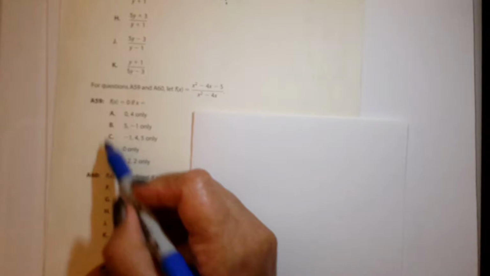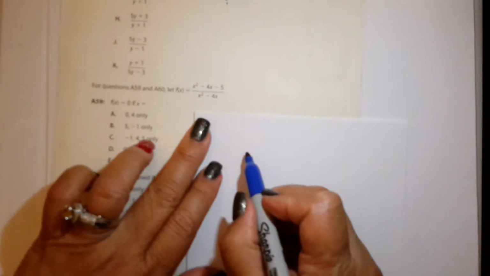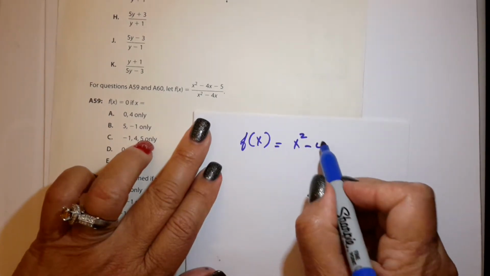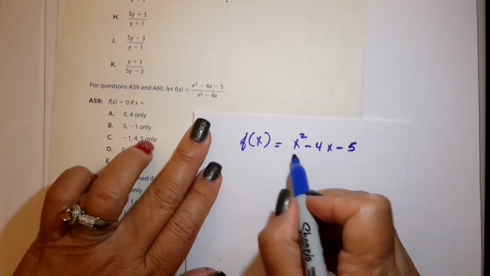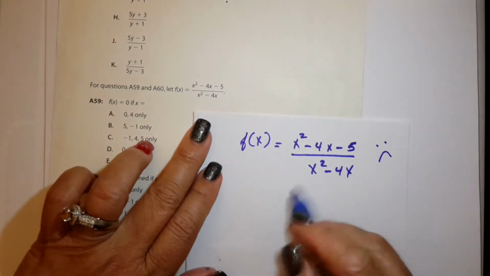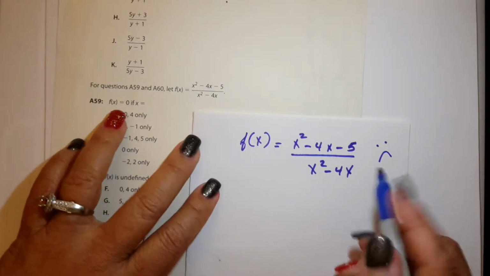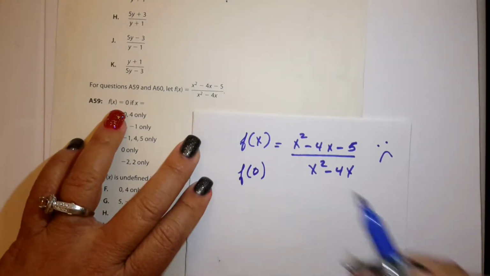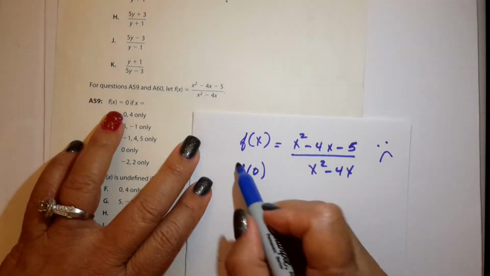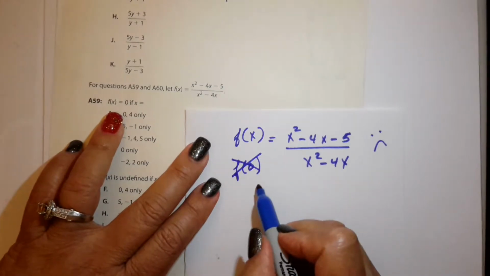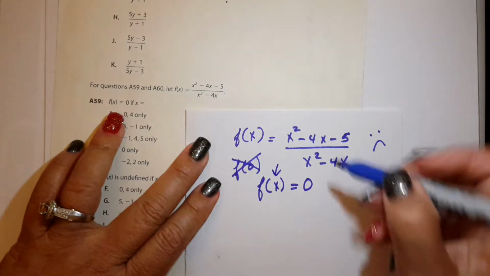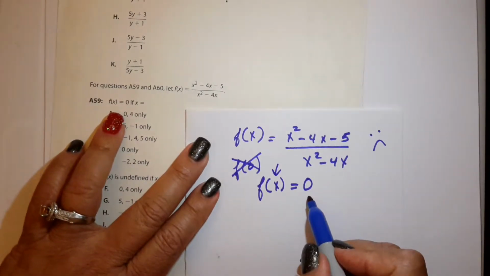I'm going to be doing problem 59 and 60. They're telling me that the function f of x equals x squared minus 4x minus 5, divided by x squared minus 4x. It looks ugly, but it's not that bad. They're not asking you for f of 0. They're asking what value of x will make this equal to 0. Which value would you put in here that will make this equal to 0?